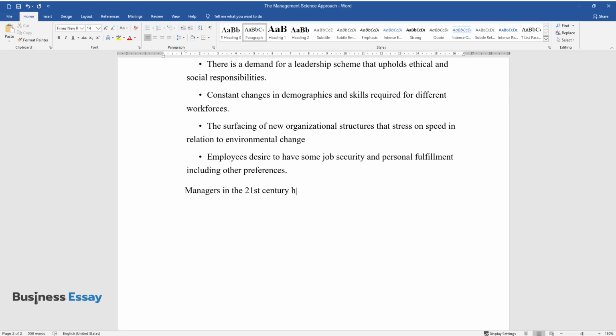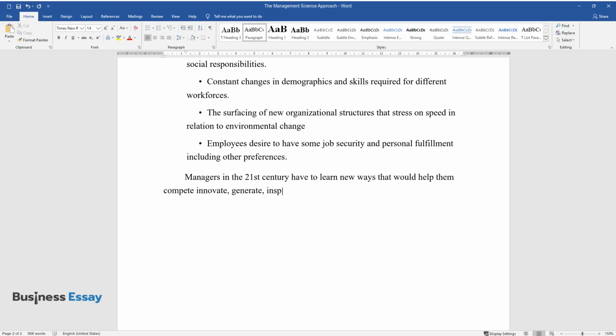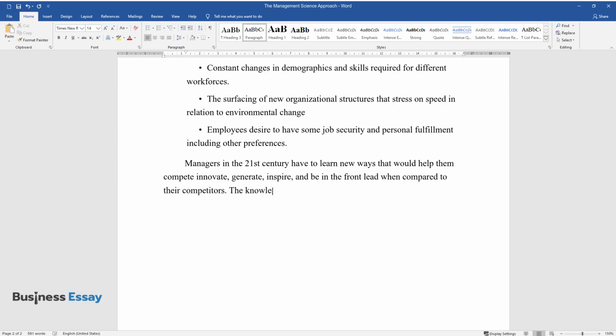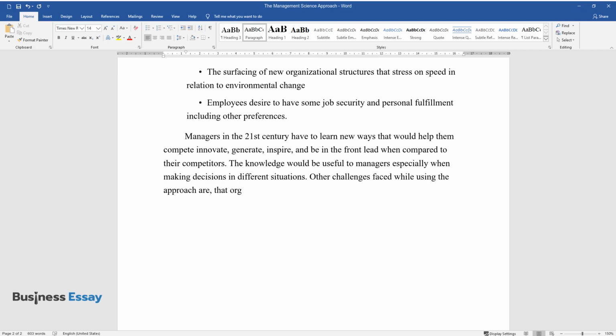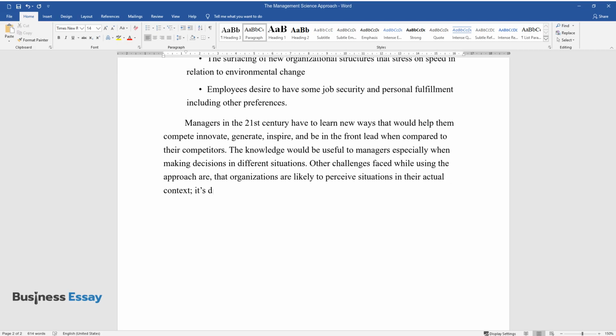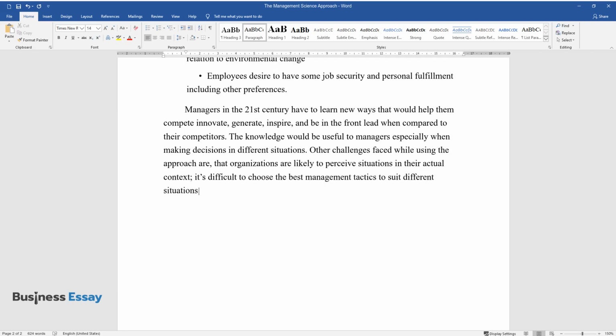Managers in the 21st century have to learn new ways that would help them compete, innovate, generate, inspire, and be in the front lead when compared to their competitors. The knowledge would be useful to managers, especially when making decisions in different situations. Other challenges faced while using the approach are that organizations are likely to misperceive situations in their actual context. It's difficult to choose the best management tactics to suit different situations, and lastly, it is a challenge for organizations to competently implement the tactics.